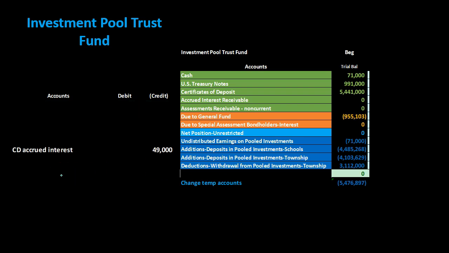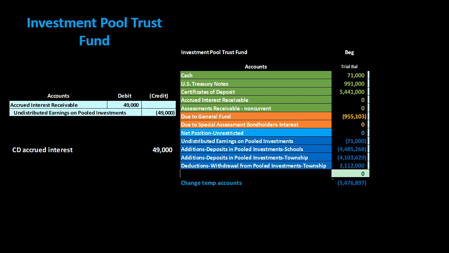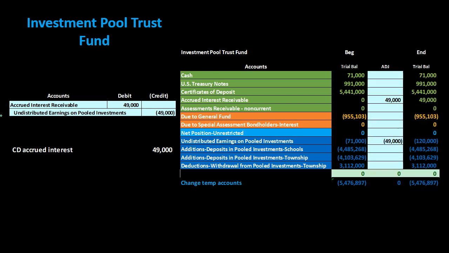Then we have the CD accrued interest of $49,000. So we have a debit to the accrued interest receivable because it's accrued. We haven't yet got the cash, but it's accrued. And then we have the undistributed earnings on pooled investments, once again being the credit. Recording that out, we have the accrued interest receivable increasing. The other side going to undistributed earnings on pooled investments, once again increasing. Now we have the 120 there. Now we've got to take that and say, well, how are we going to allocate that out? How are we going to distribute that to the individuals involved, the school, the township, the general fund?